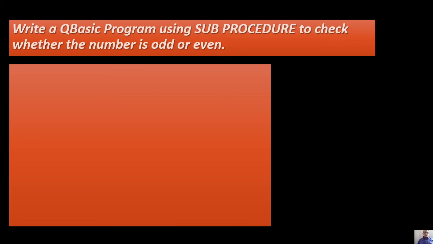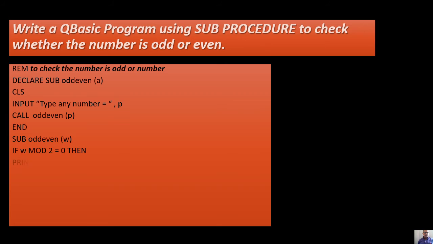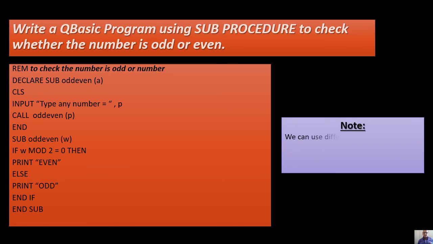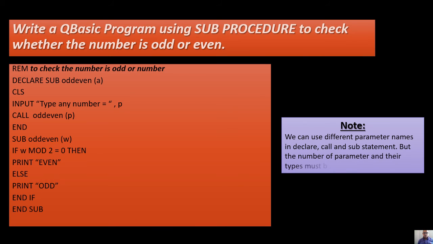The next program is to check whether a number is odd or even. We can use different parameter names in declare, call and sub statements, but the number of parameters and their types must be the same. How is it? Look here: we have used ODDEVEN A at the top, and then down in the sub, ODDEVEN W. So it means we can use different parameter names in the declare, the defining and the call statements. But the number of parameters and their types should be the same, because ODDEVEN A has only one parameter, and the sub ODDEVEN W also has only one. So if there is one parameter up, the declaring and defining below should be the same.